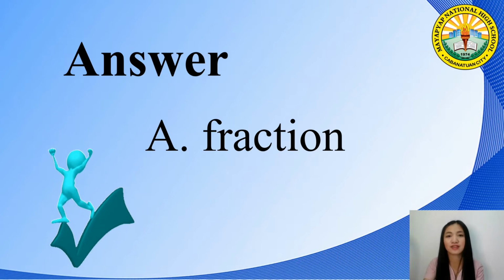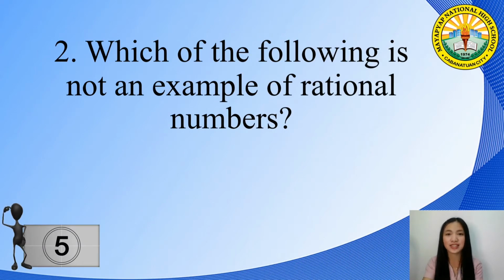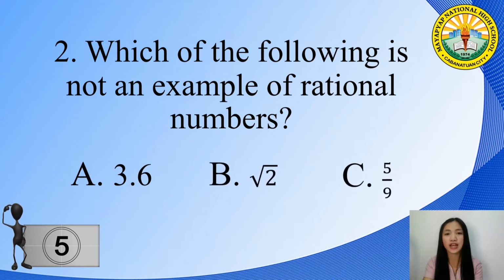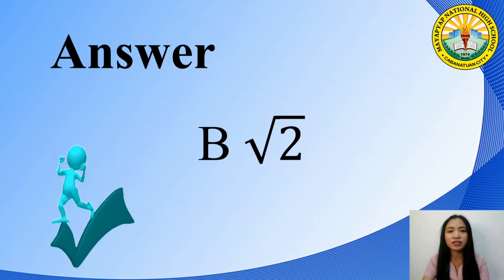Fraction. The next question is, which of the following is not an example of rational numbers? A. 3.6, B. Square root of 2, C. 5/9. Timer starts now. What do you think is the answer? Good job! The correct answer is letter B. Square root of 2.